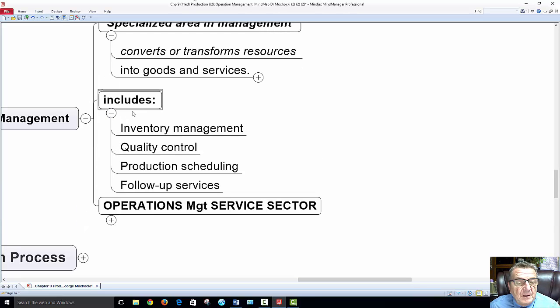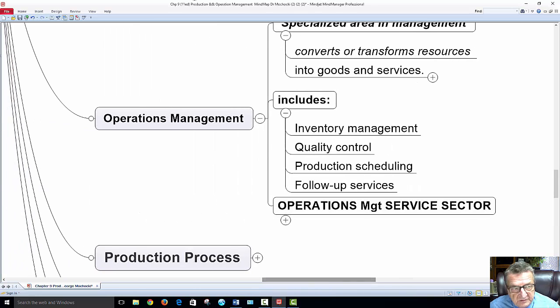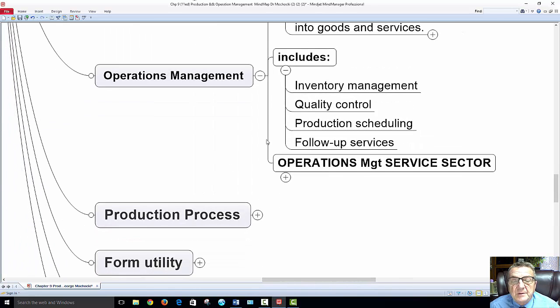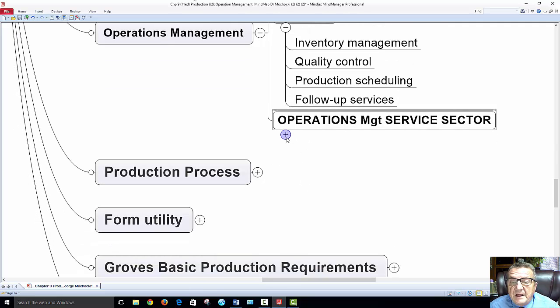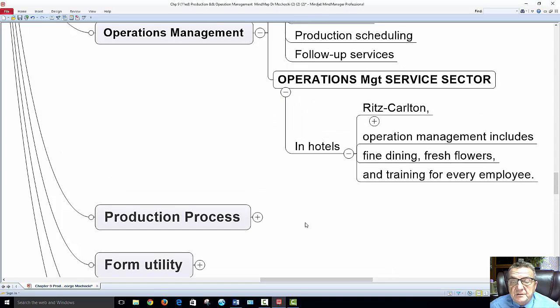Okay, includes. What does it include? Remember, we're looking at, I'll move it over here so at least you can see the whole thing, because you've got the concept map. Inventory management, quality control, production scheduling, follow-up service. Always follow-up, and you always check into any adjustments. The other one's operation management service sector.